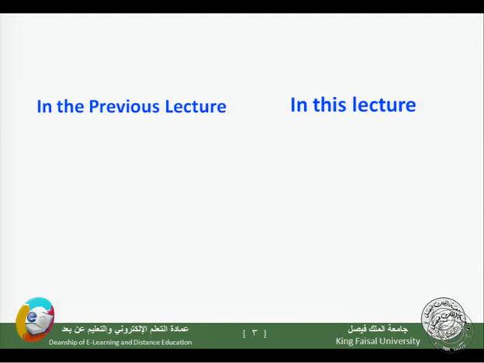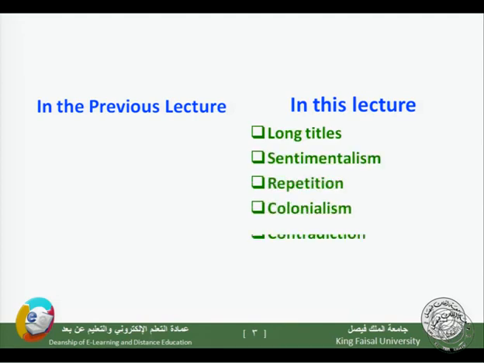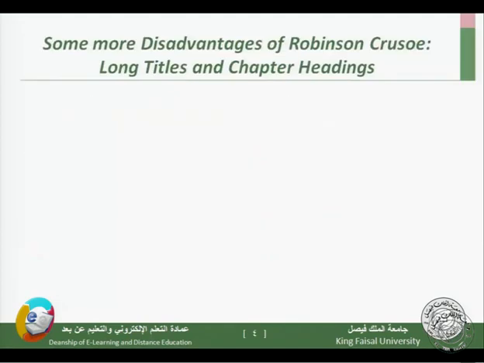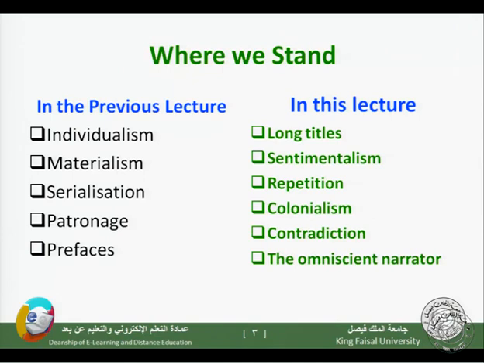Lecture number 7. I've done this in order to remind you. Okay, I think this is good. Where we stand now. What have we done? In the previous lecture we talked about individualism, materialism, serialization, patronage, prefaces. And in this lecture we'll talk about long titles, sentimentalism, repetition, colonialism, contradiction, the omniscient narrator.